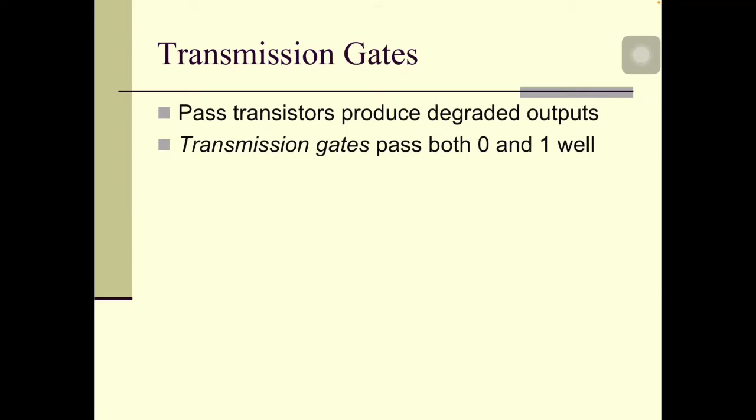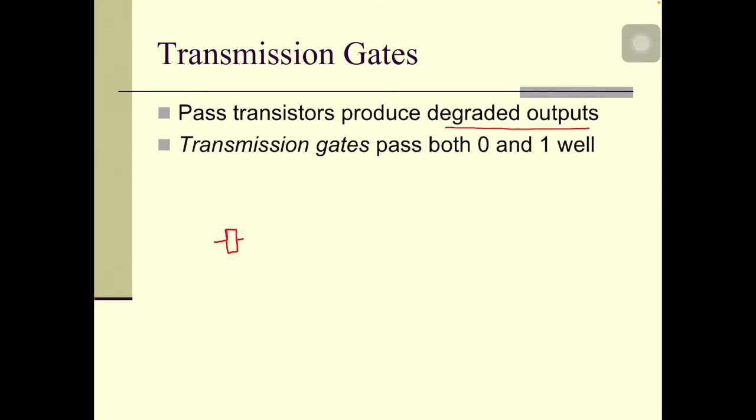Okay, so we now go into another type of circuits. Since pass transistors produce degraded output where the output is not perfect, we need to rectify the circuit. So we need to add something to the pass transistors so that the circuits can produce a better 0 or a better 1. So what they do is they put it as a transmission gate.